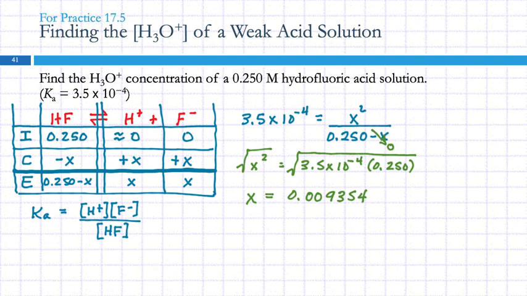So if you like x is small, you can always try that, and then we have to check and see if it is appropriate. And the way we check is we take our x that we got, and we divide it by the thing we subtracted it from. And we want to see if this is 5% or less. And it's 3.7%. So we could use x is small.